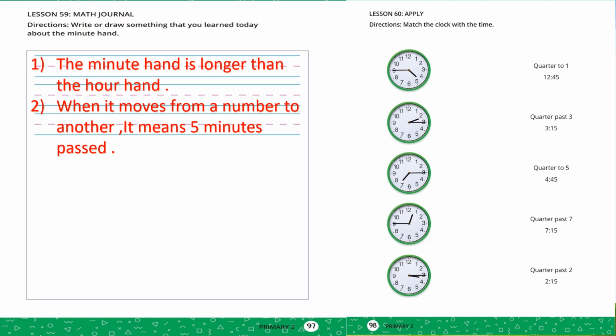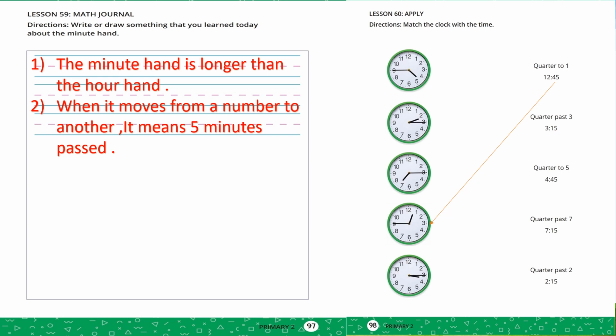The next page, match the clock with the time. Number 1, quarter to 1. Quarter to 1, it means the long hand on 9 and the short hand on 1. Which of these clocks? The long hand on 9 and the short hand on 1. Yeah, number 4.